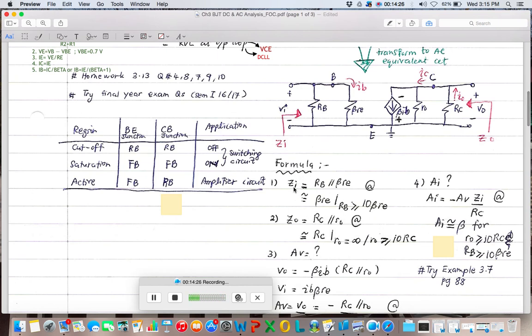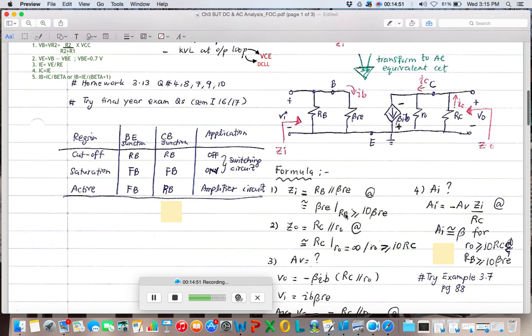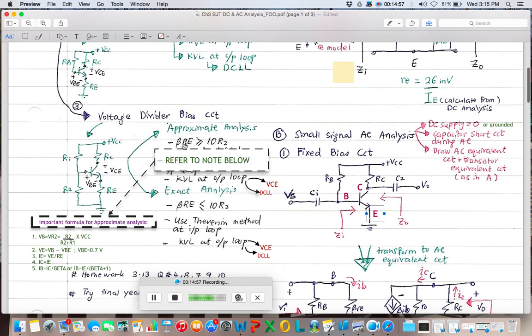Now, to calculate the ZI, looking from this direction, what ZI sees is RB parallel with beta RE. Okay? Or it is beta RE if RB is much greater than 10 beta RE. Okay, this time around, we have another condition. In DC analysis, you are checking beta RE greater or lesser than 10R2. This one definitely you cannot escape. You have to memorize it. You have to hafal it. Okay.